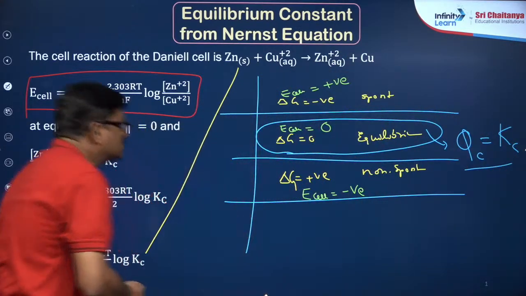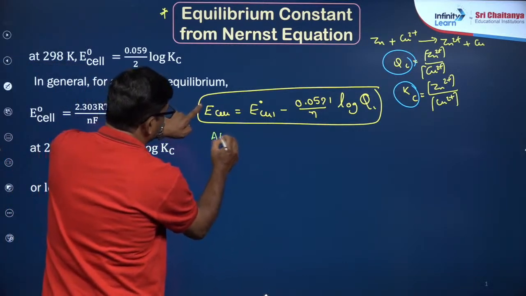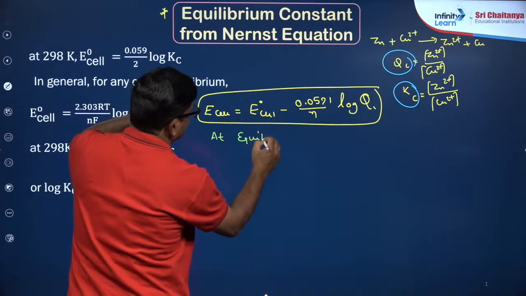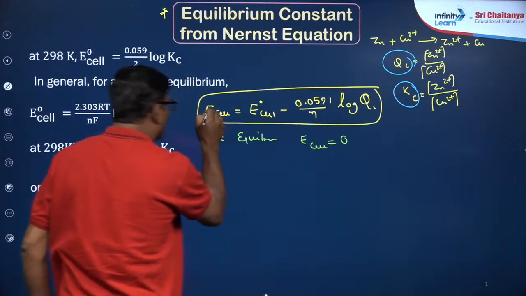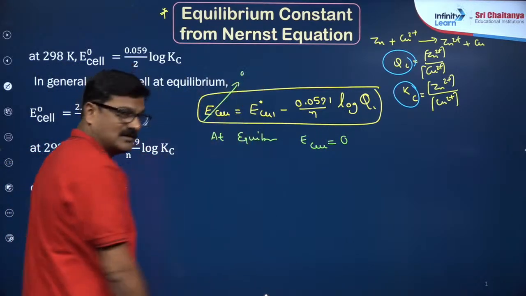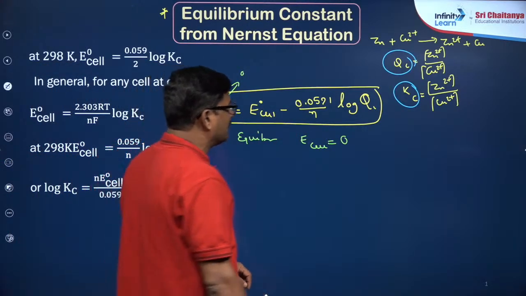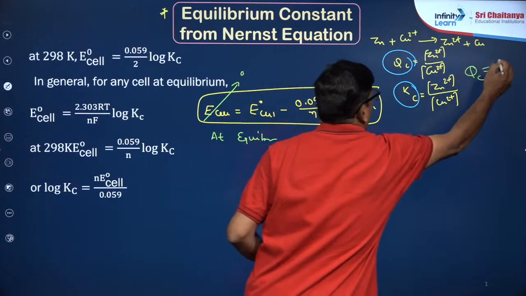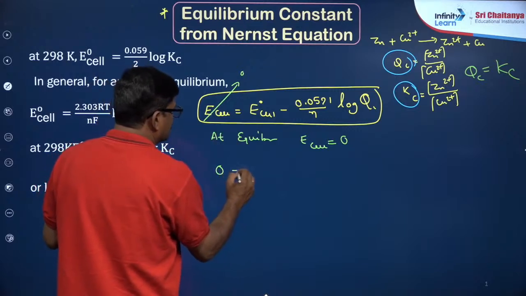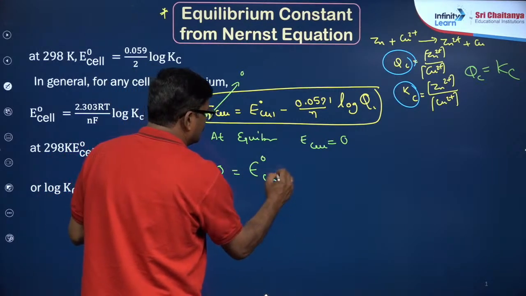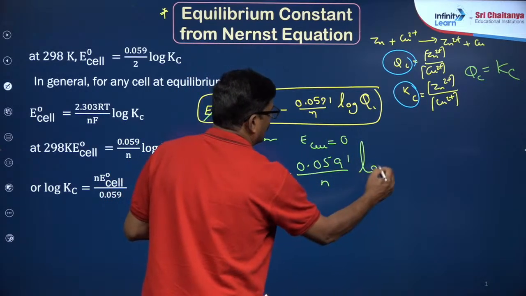The voltmeter shows 0. So when voltmeter shows 0 at equilibrium, voltmeter का value, that is EMF of the value is 0. This value is 0, है ना? And the system is going to be at equilibrium. अगर equilibrium होना तो Qc is equal to Kc. Qc is equal to Kc. Therefore 0 is equal to E naught cell minus 0.0591 by n log Kc.